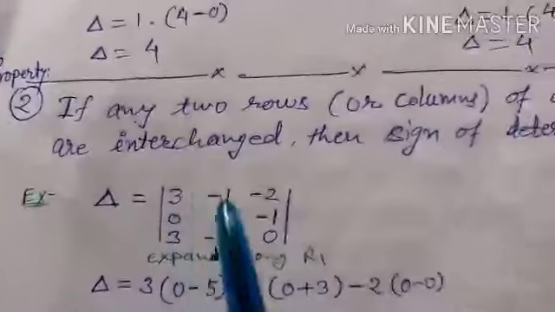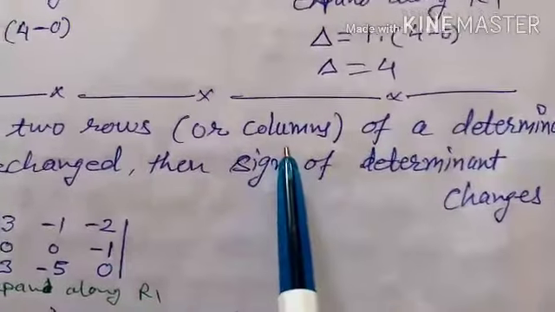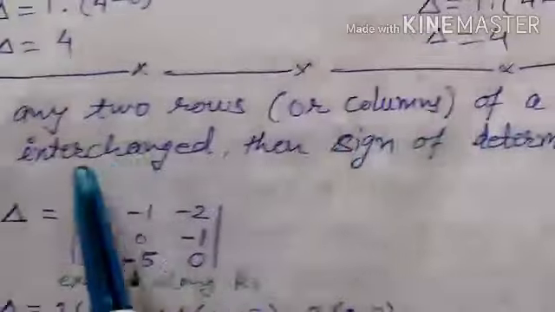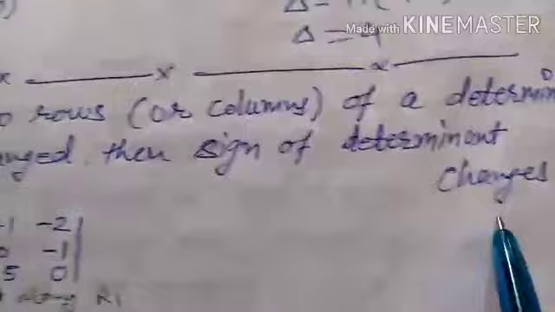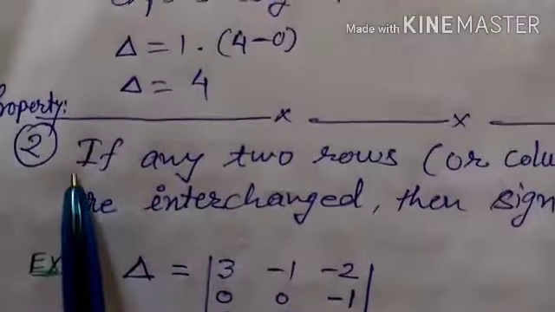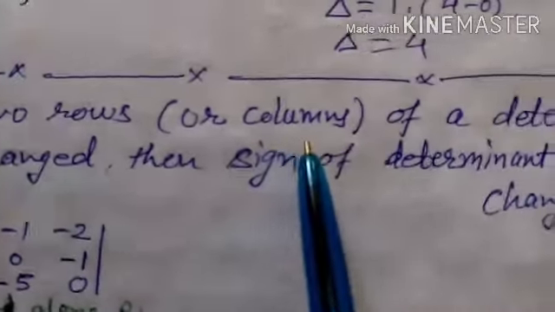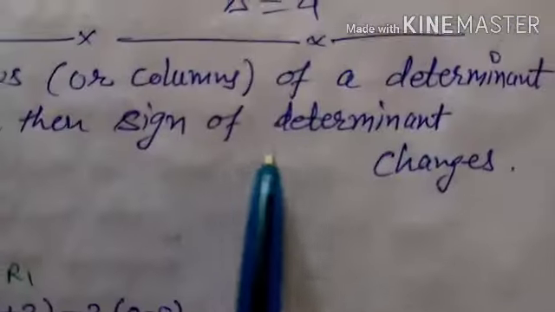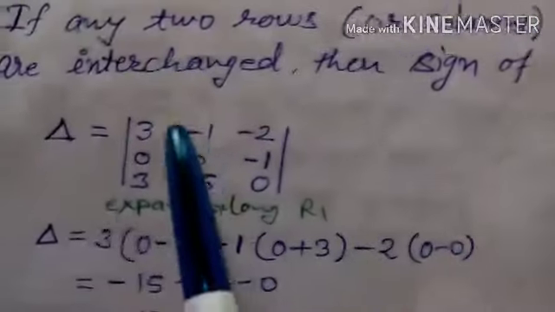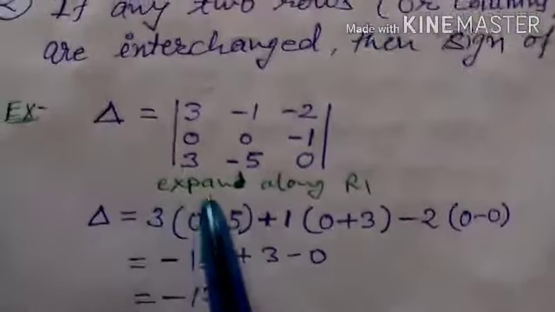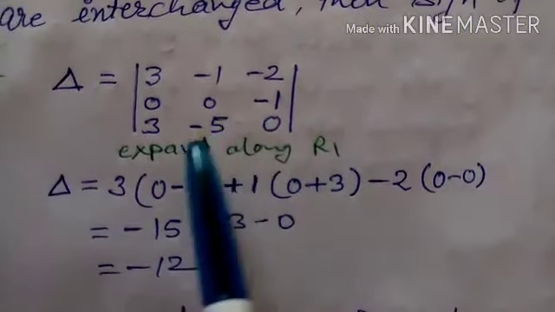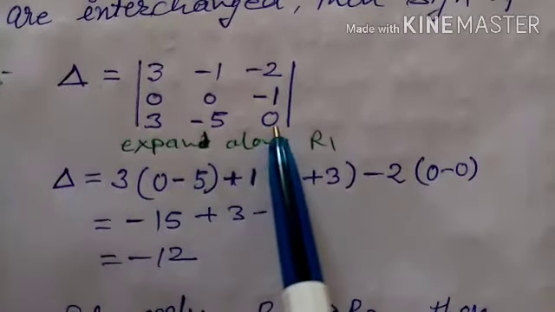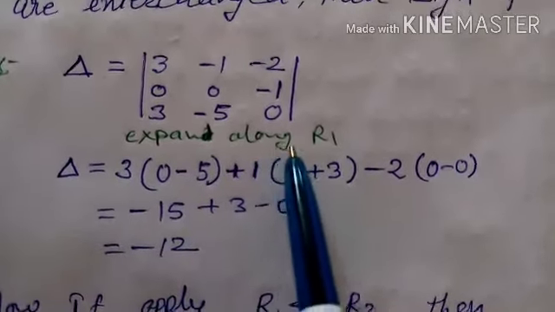Now the second property: if any two rows or columns of a determinant are interchanged, then the sign of the determinant changes. Once again, listen carefully. If any two rows or columns of a determinant are interchanged, then the sign of the determinant changes. Let's see one example. Suppose the determinant has first row 3 minus 1 minus 2, second row 0 0 minus 1, and third row 3 minus 5 0. So expand along R1.